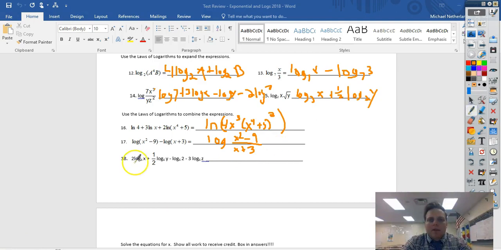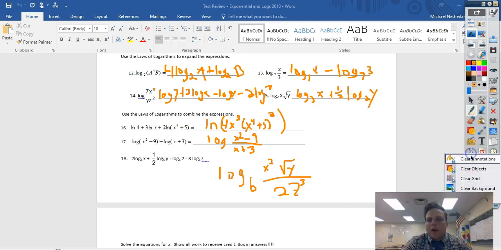Okay, problem 18. Alright, do you see how these two logs are both negative? So those two logs are going to end up in the denominator. Everything that's going to be positive is going to end up in the numerator. So we're going to get log base 6 of x squared, square root of y, because it's the same thing as raising y to the 1/2 power, over 2z cubed. Bam. That's it. Alright, let's go on.